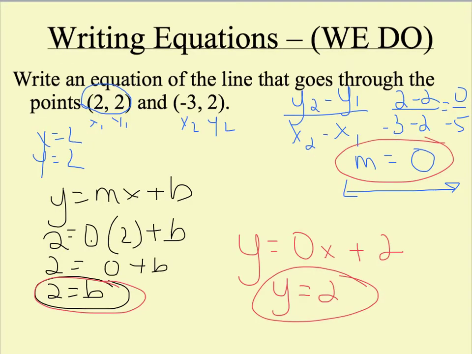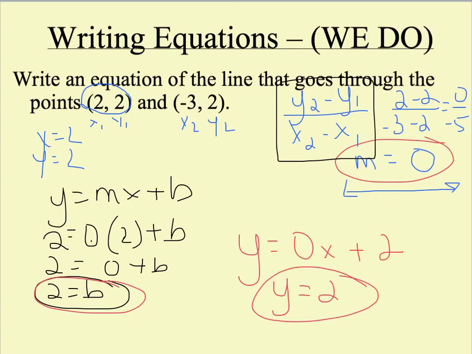Okay, so if we look here, we want to write the equation of the line that goes through the 2 points. The first thing I did was find the slope: y2 minus y1 over x2 minus x1. When I subtracted, I found 0 over negative 5. 0 divided by anything is 0, which means my slope is equal to 0. I also know that that's going to be a horizontal line.